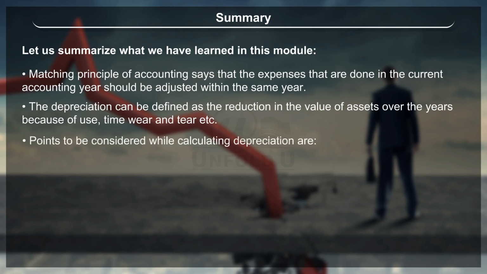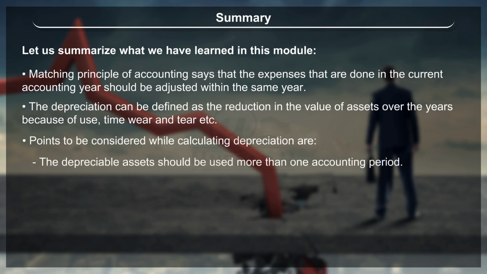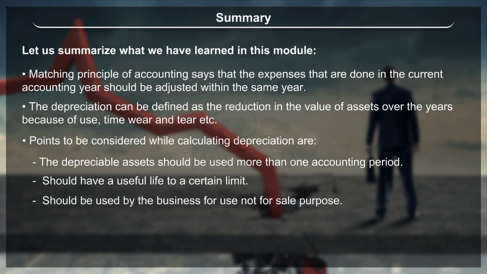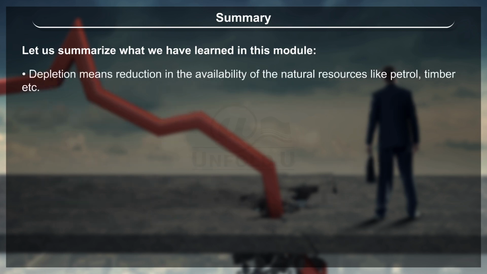Points to be considered while calculating depreciation are: the depreciable assets should be used for more than one accounting period, should have a useful life up to a certain limit, should be used by the business for use not for sale purpose, and the expected life of an asset. Depletion means reduction in the availability of natural resources like petrol, timber, etc.